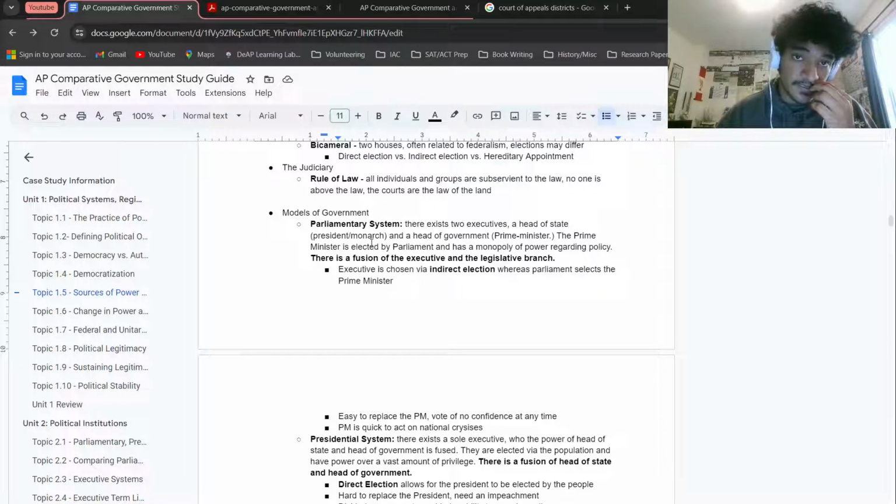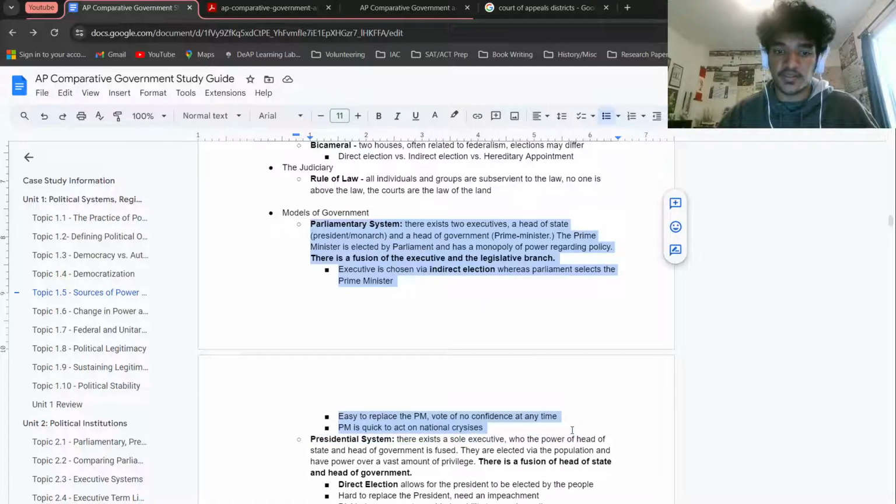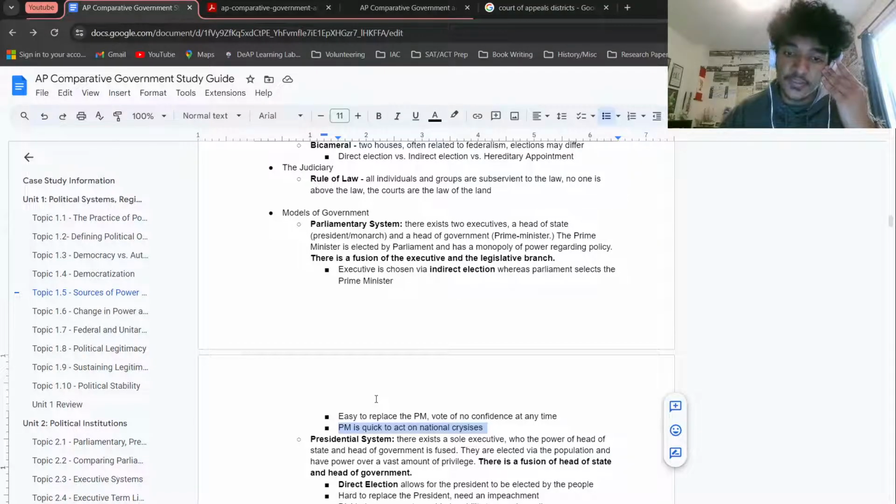That is because the only way to get him out is with a vote of no confidence. Since his party has the majority, that's how he was elected, he can basically do whatever he wants because you just need a majority to pass laws. So it makes it very easy for stuff to get done in parliamentary systems. And that's this point right here. Very, very easy to act on national crises. It's not like the presidential system where it takes Biden years to get stuff done. And even Trump, it takes Trump years to get stuff done, right?